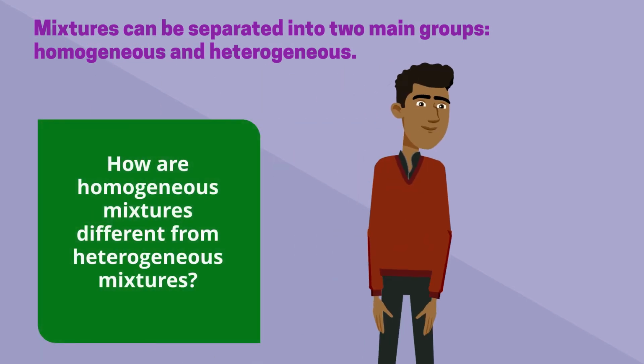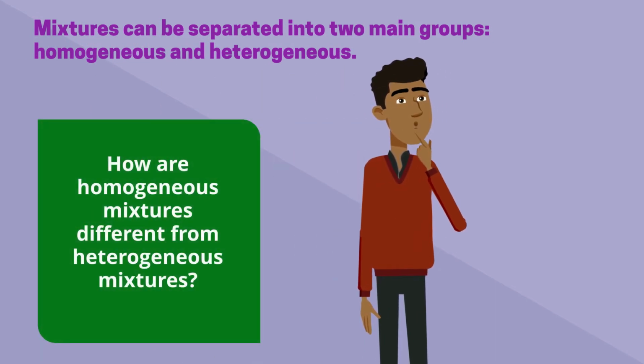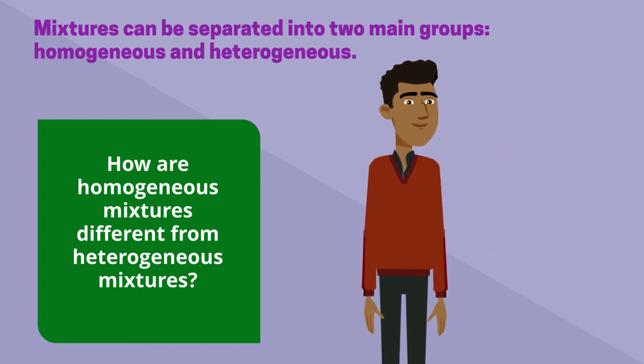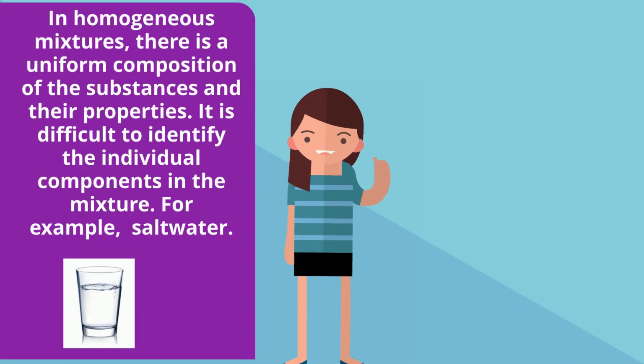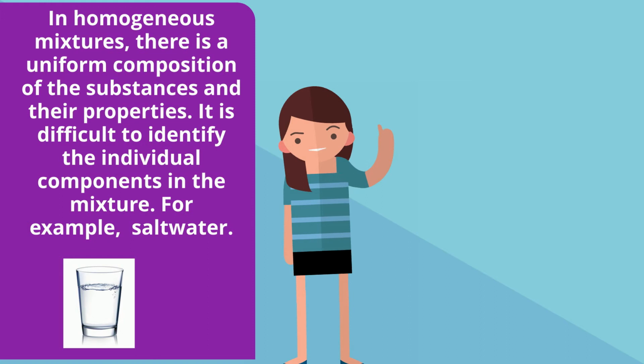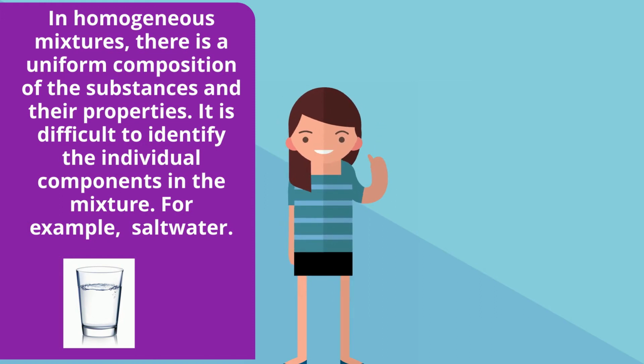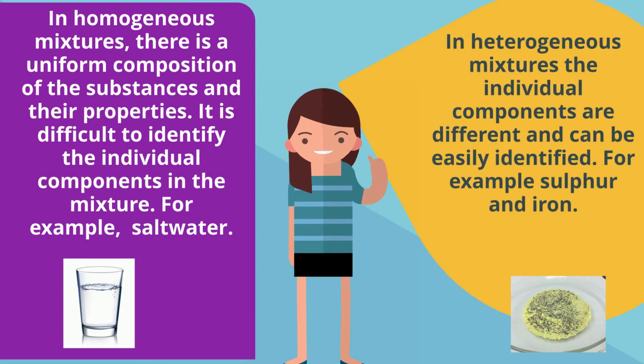Mixtures can be separated into 2 main groups, homogeneous and heterogeneous. How are homogeneous mixtures different from heterogeneous mixtures? In homogeneous mixtures, there is a uniform composition of the substances and their properties. It is difficult to identify the individual components in the mixture. For example, salt water. It's difficult to tell the difference between the salt and the water in that mixture.